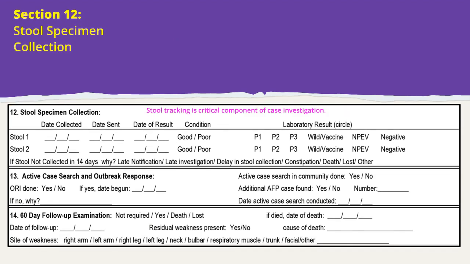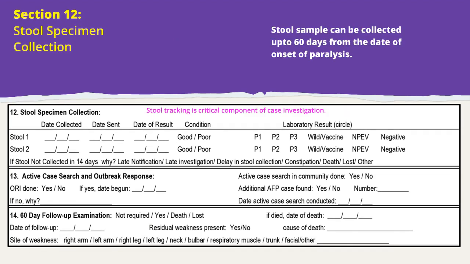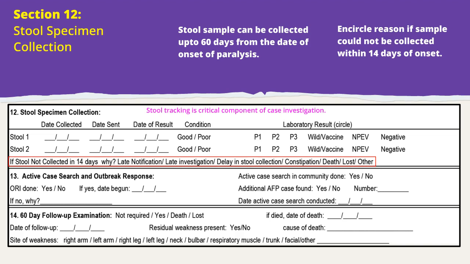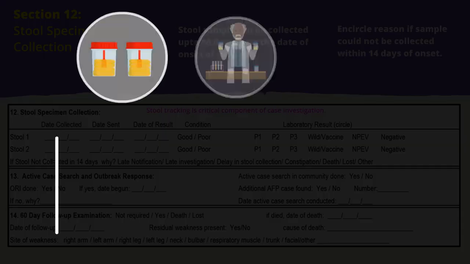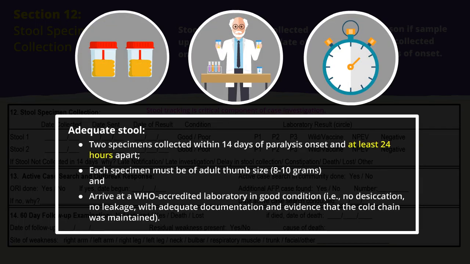Section 12. Stool specimen collection. Stool sample can be collected up to 60 days from the date of onset of paralysis. Encircle reason if sample could not be collected within 14 days of paralysis onset. There should be a gap of at least 24 hours between the 2 samples in view of intermittent shedding of the virus in the stool.